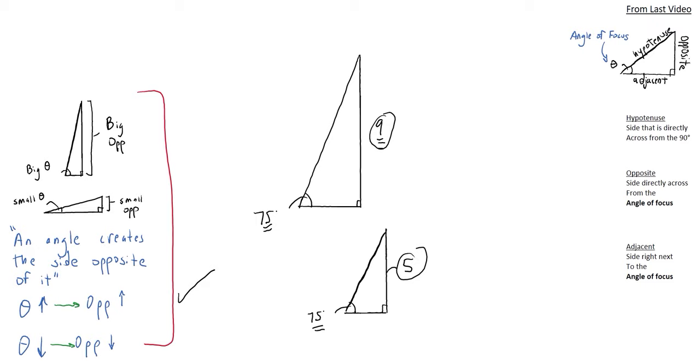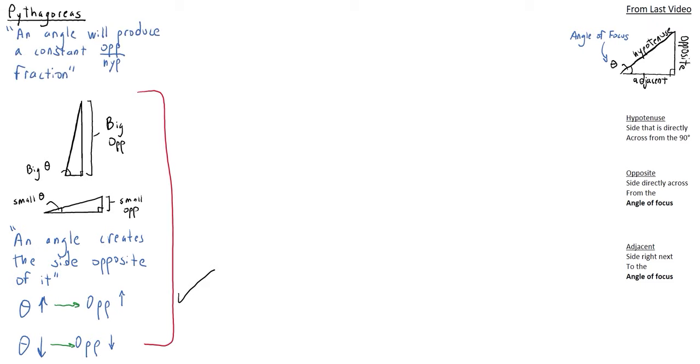But after a lot of experiments and drawing different right triangles and measuring sides and things like this, Pythagoras was able to discover a powerful pattern that made use of our observation. And here's what that was. An angle will produce a constant opposite over hypotenuse fraction. So let me show you an example of what this means.